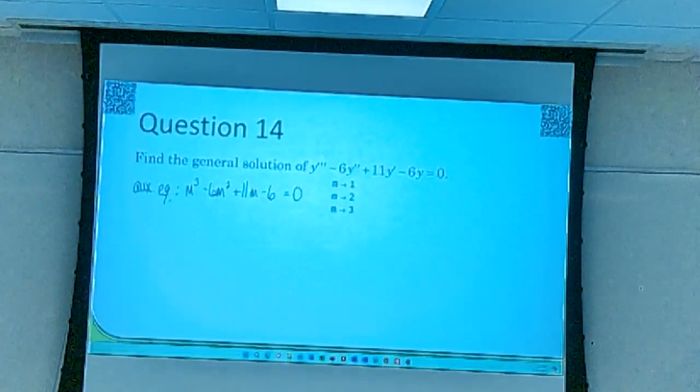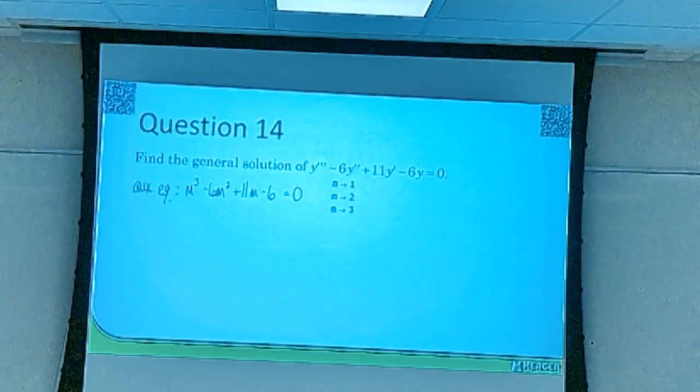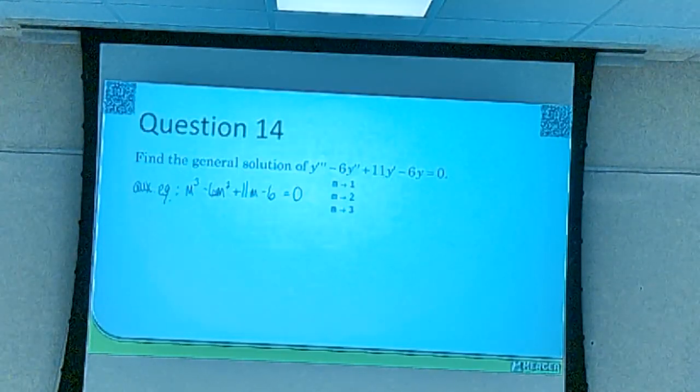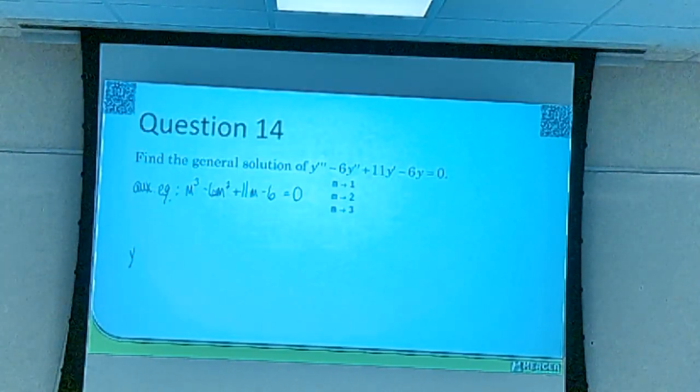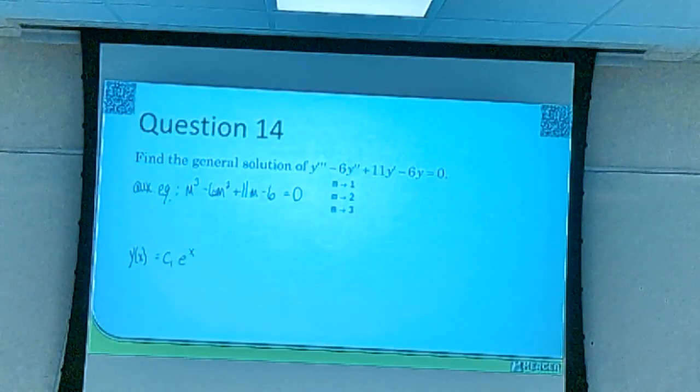So I'll just do that. And here's the general strategy. Just go root by root. The first root is 1. Obviously, it's the first root, so it has not even appeared yet. Just e to the x.